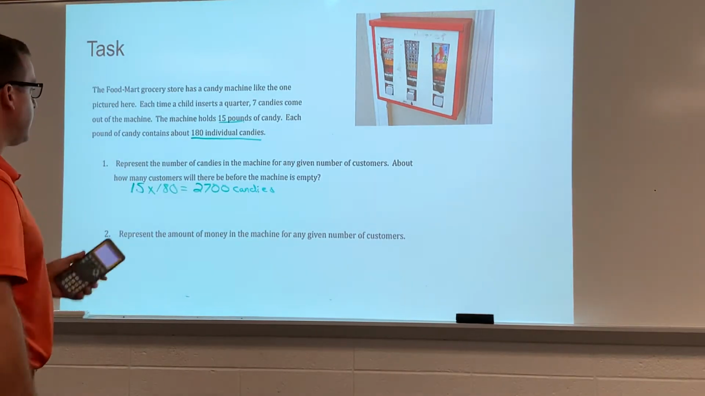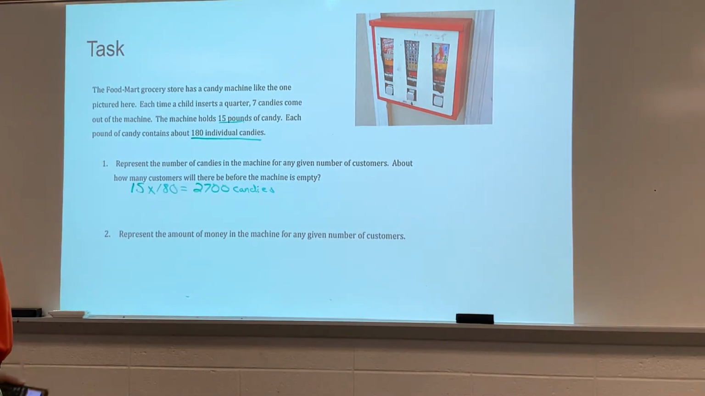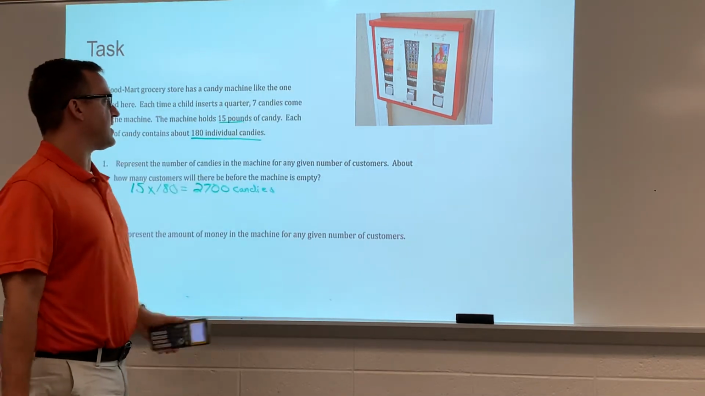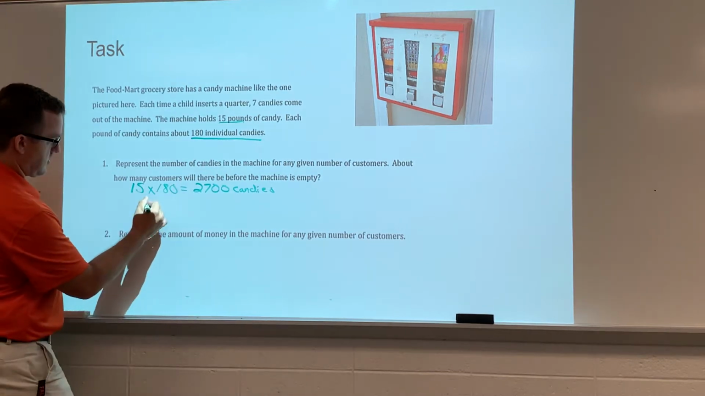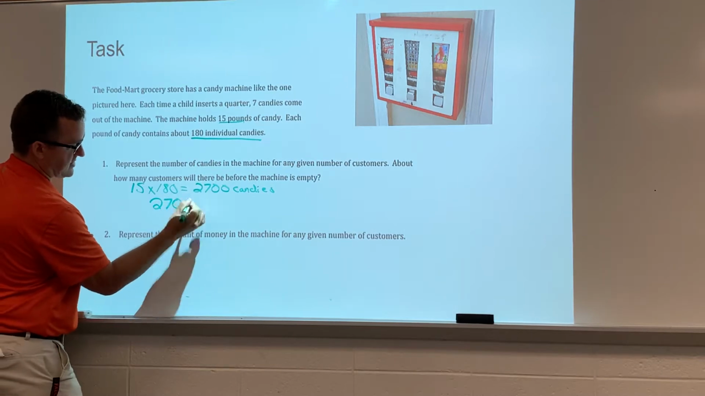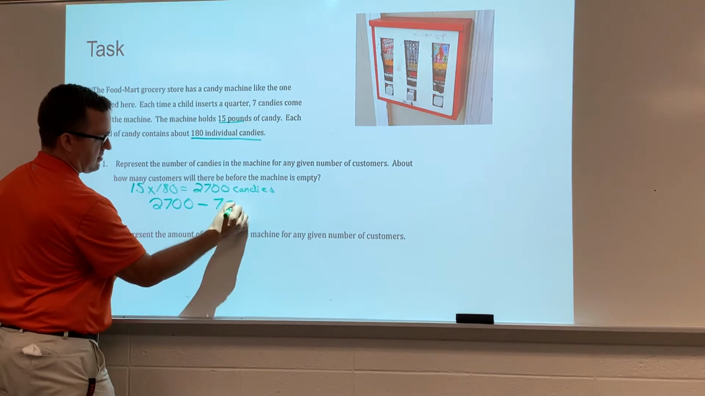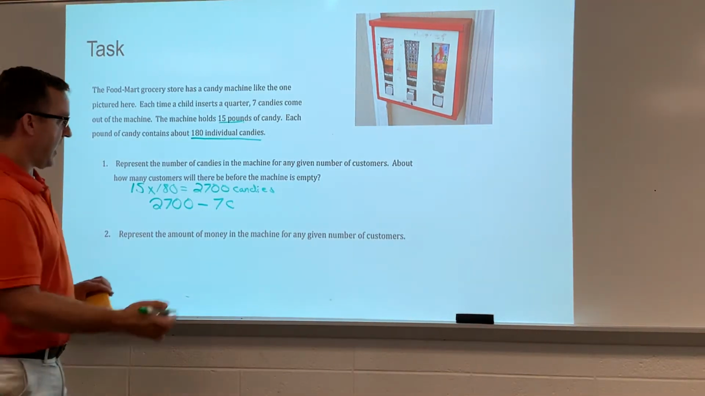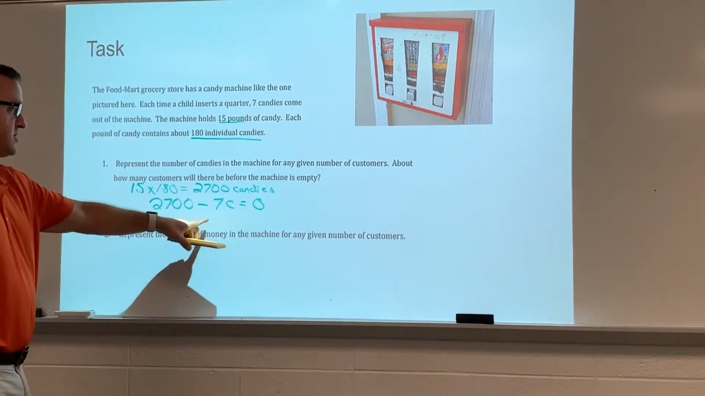Now, how many customers will there be before the candy machine is empty? If you look, each time a child inserts a quarter, 7 candies come out. So what we can do is go 2,700 minus 7 times the amount of customers, c. And we want to figure out, when is that equal to 0? So we can just solve that.